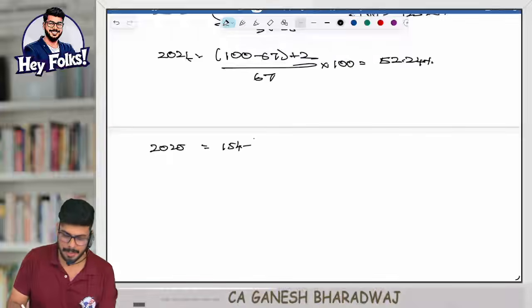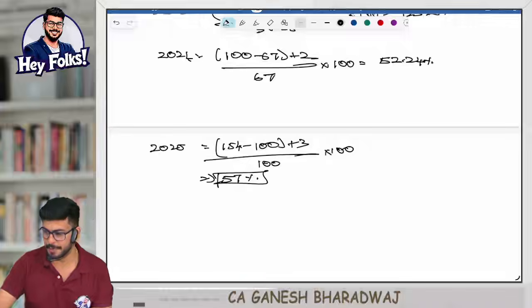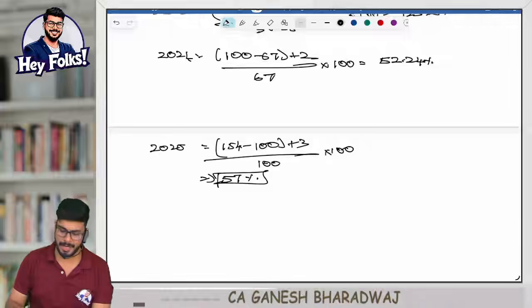154. Come on, tell and write. Minus 100 plus 3 upon 100 into 100. Figure. 57%. Is this clear for everyone? Right? Now what will you do?